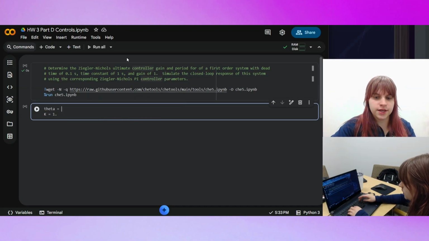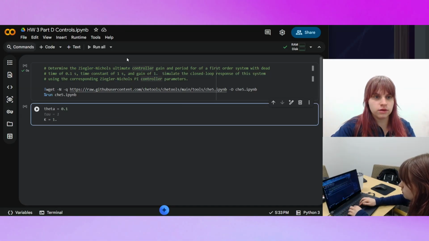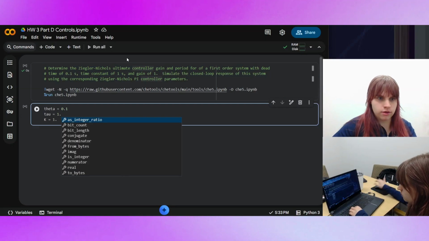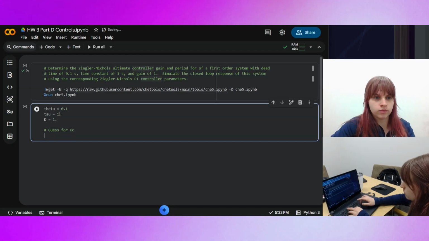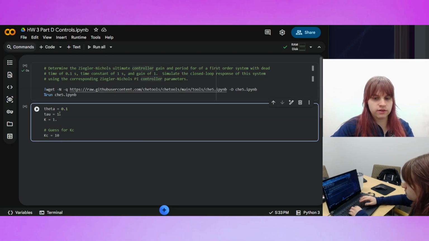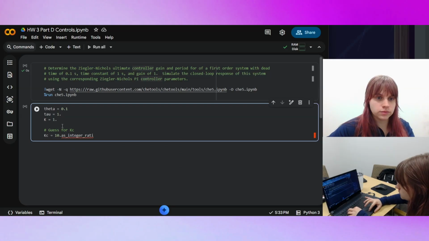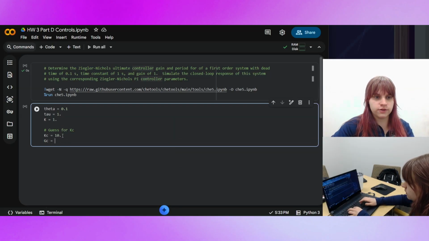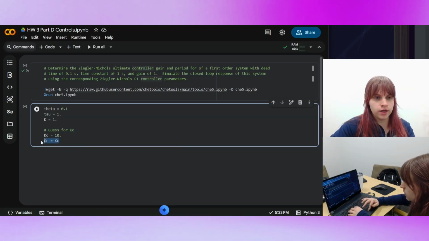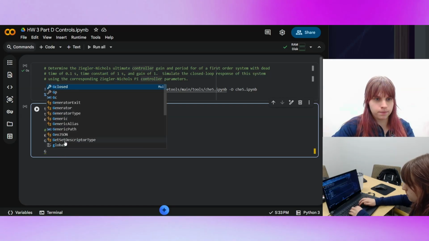Theta is our dead time. It is 0.1 seconds. Our tau is 1, and our k is 1. To start off, we need to make a guess for Kc. So I'm just going to guess 10. And we also need to set GC. For now, the most simple way is a proportional only controller, setting GC equal to KC.